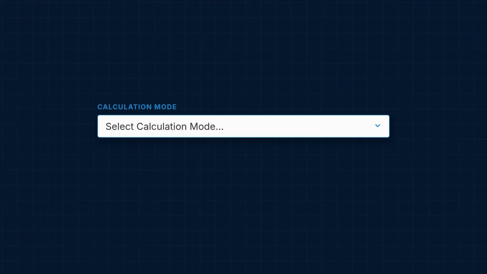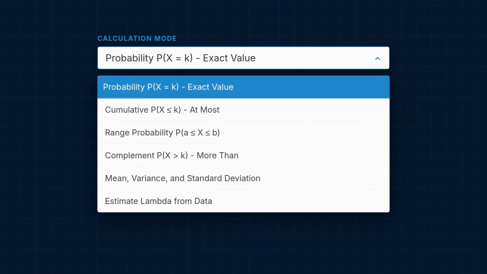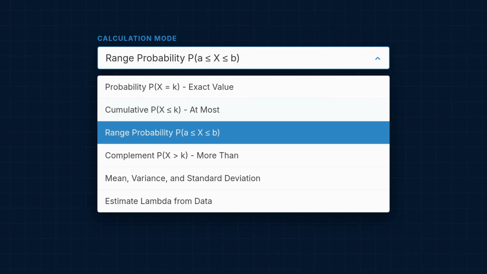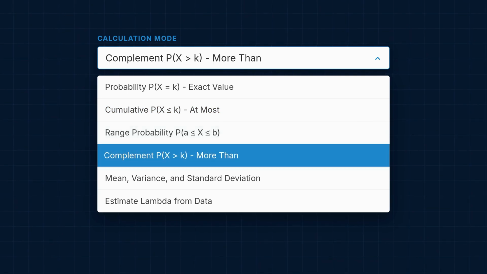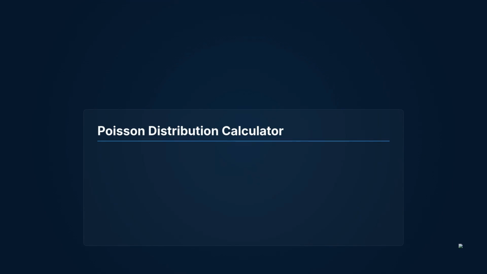First, you'll see the calculation mode drop-down menu with 6 options: probability P(X = k) exact value, cumulative P(X ≤ k) at most, range probability P(a ≤ X ≤ b), complement P(X > k) more than, mean, variance, and standard deviation, and estimate lambda from data. For this demonstration, I'm using probability P(X = k), exact value.